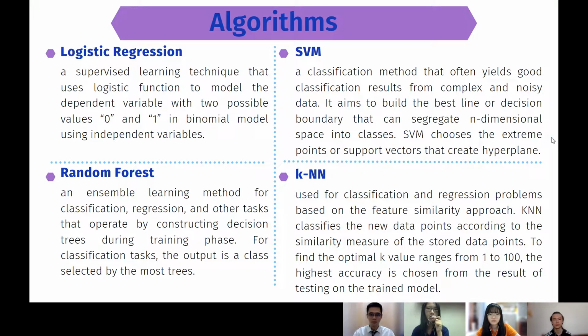Last algorithm is KNN, used for classification and regression problems based on the feature similarity approach. KNN classifies the new data points according to the similarity measure of the stored data points. For binary class, an odd number is chosen for the k-value or number of nearest neighbors to avoid misclassification. To find the optimal k-value, ranging from 1 to 100, the highest accuracy is chosen from the result of testing on the trained model. That's all from me. Next slide.